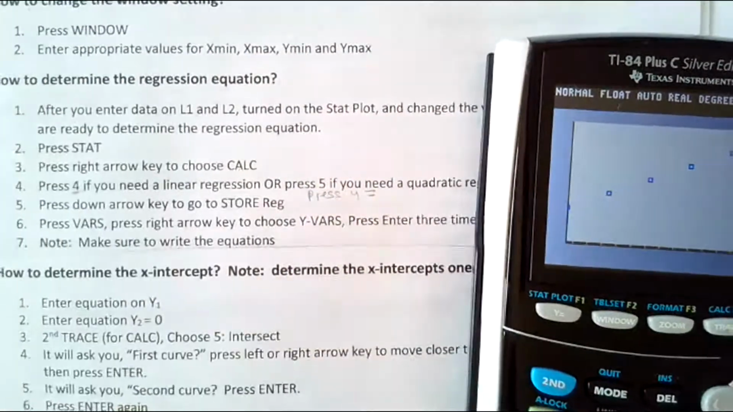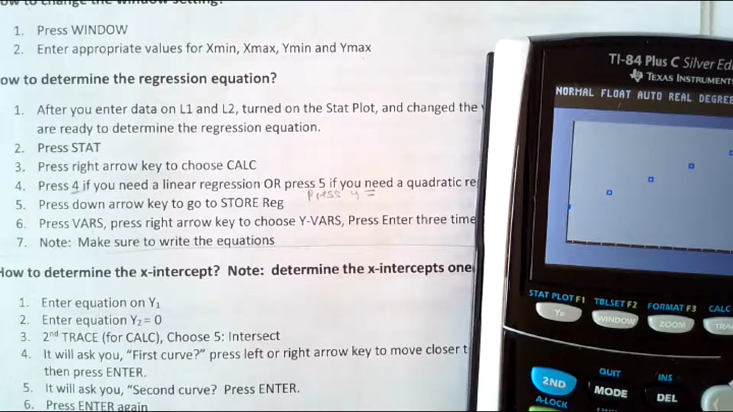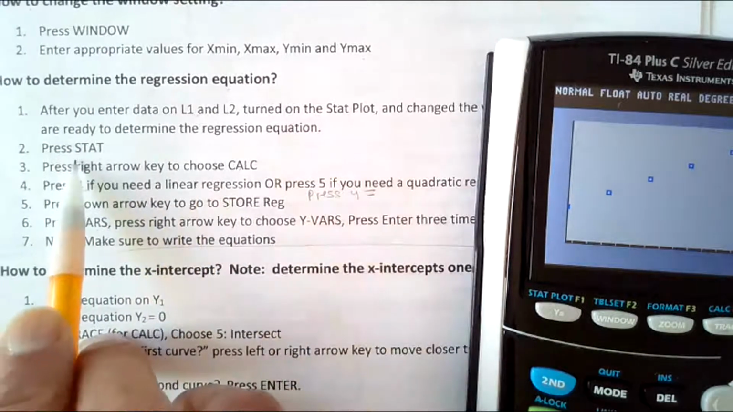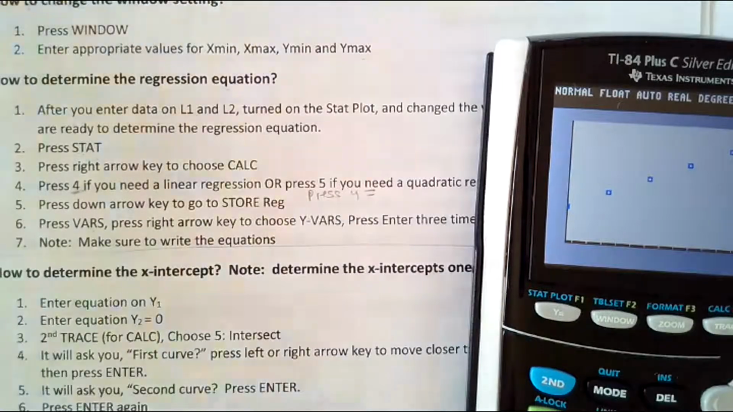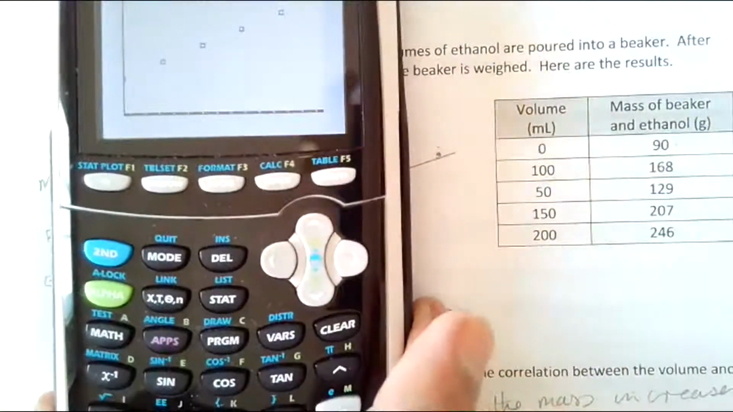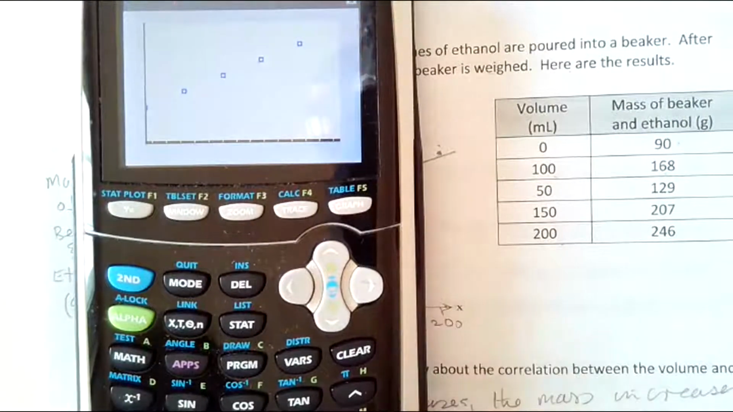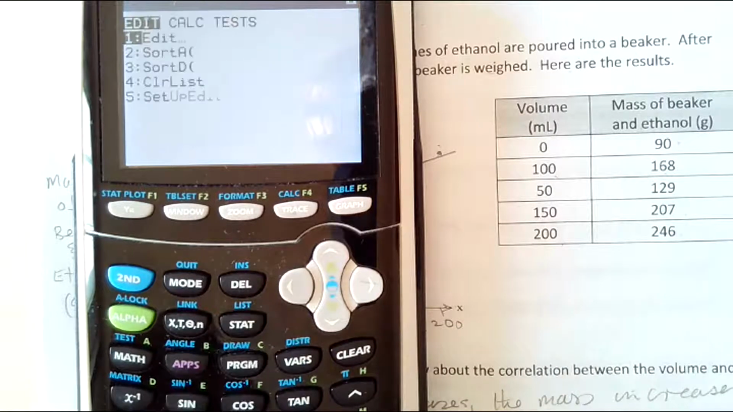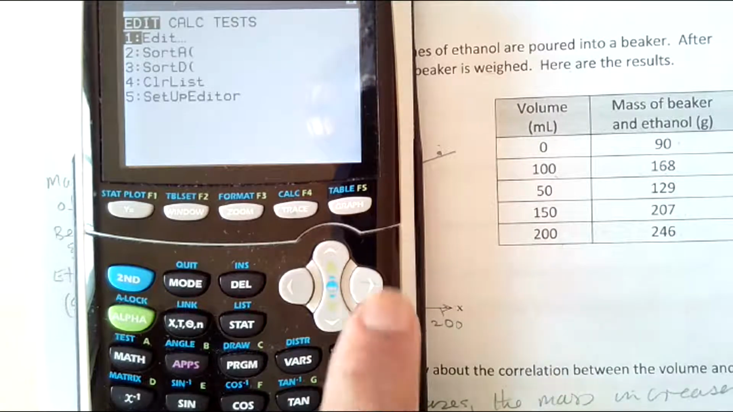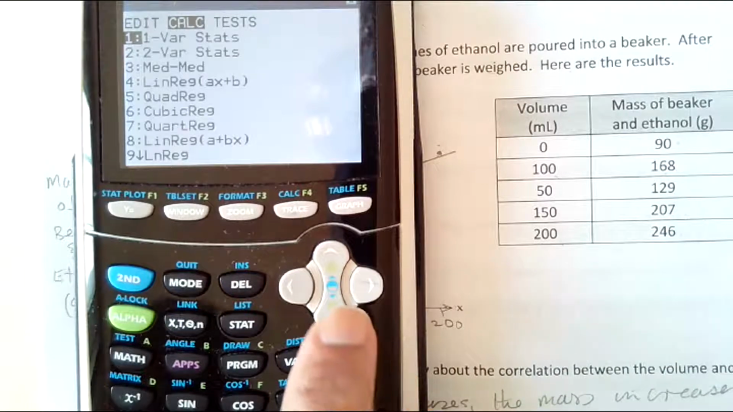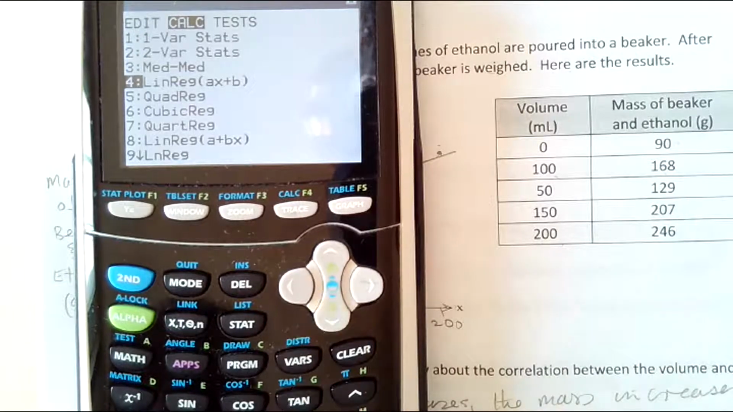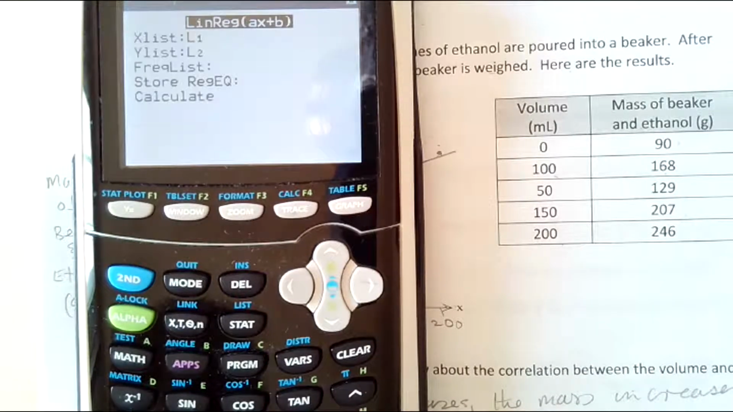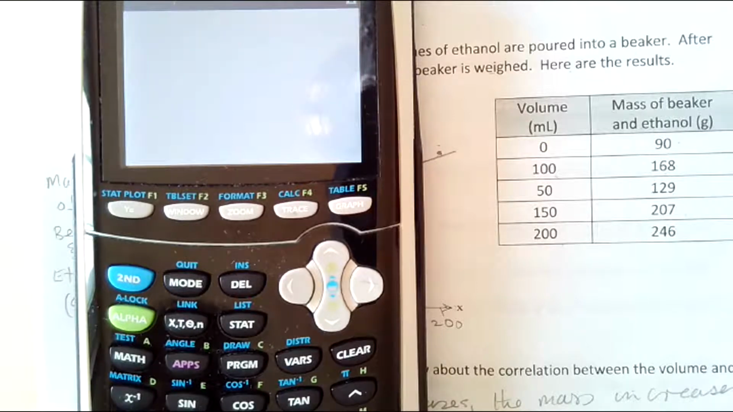Which is this set of instructions here. So if you have entered L1 and L2, press your STAT button and follow the instructions here. So we'll press my STAT button, go to CALC. I want a line of best fit, linear regression, press enter all the way through. And there's my linear regression.